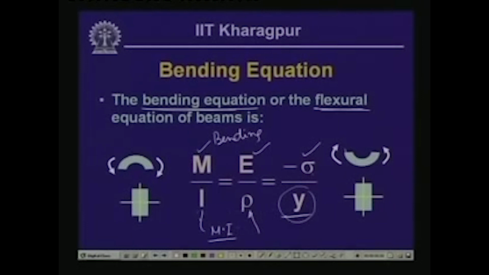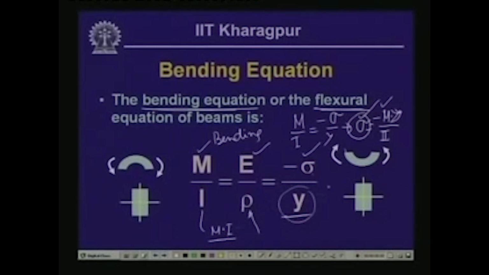From this equation we can write M by I is equal to minus sigma by y, or sigma is equal to minus M y by I. Here, sigma is the bending stress, M is the bending moment, I is the moment of inertia, and y is the distance of the point at which we are evaluating the stress.